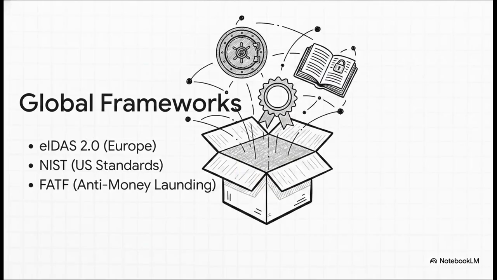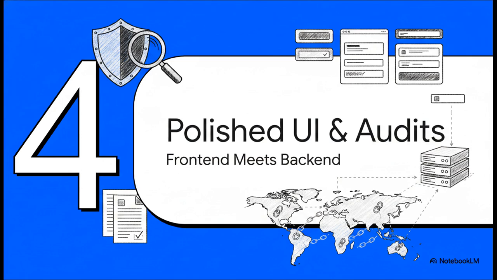But hey, this framework isn't just limited to Europe. UID has tightly integrated support for other major global trust frameworks too. Whether it's eIDAS 2.0 in Europe, NIST standards over in the US, or FATF, those are the financial anti-money laundering guidelines, you are completely covered. So rest assured, no matter what rigorous standards your specific industry demands, the framework supports it right out of the box. Let's move to Section 4 and see how this all builds together.